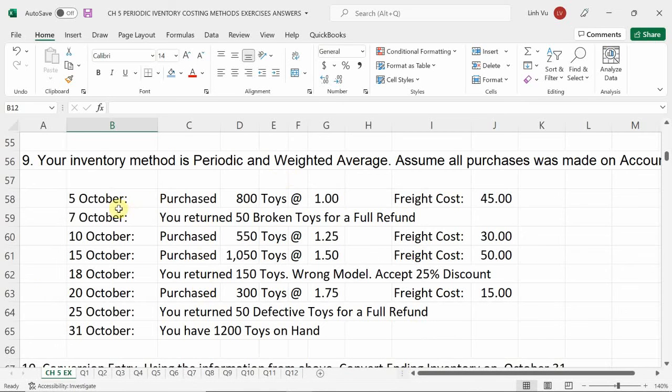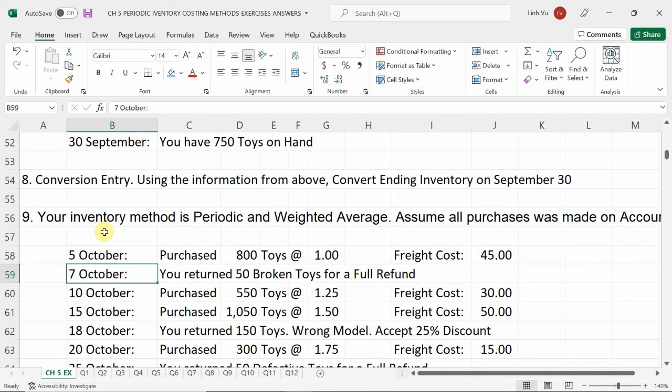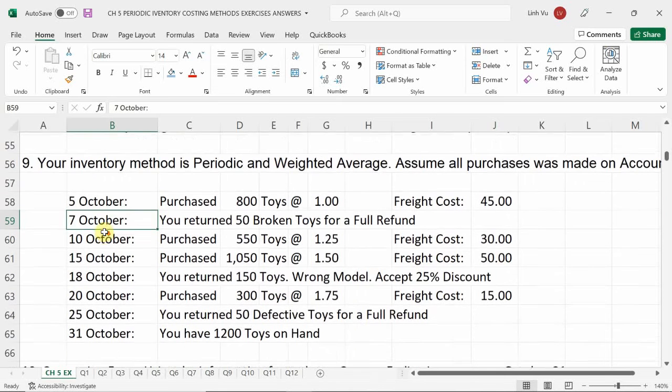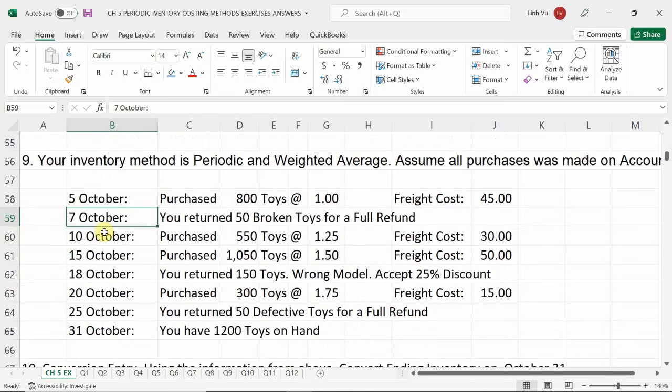I was just wondering, when we did that weighted average, do we always sell the oldest batch first? Not necessarily, because with weighted average, we don't care what batch came first or what batch came last. Think about it like water bottles. You're constantly buying crates and crates of water bottles. Does it matter which one you sell out first?